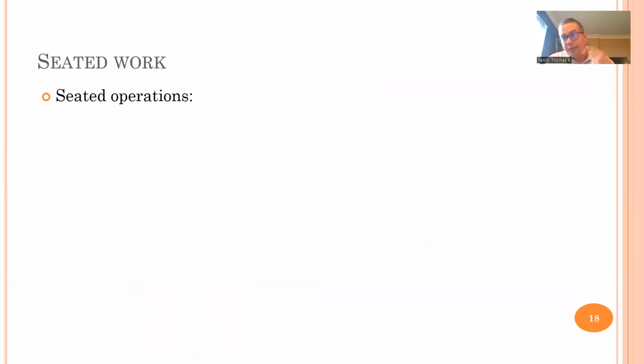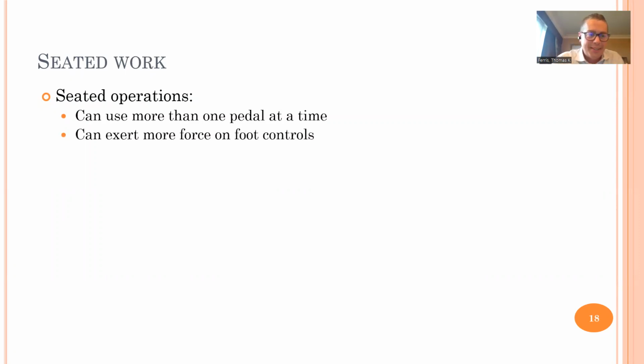Okay, so seated work. If we're not standing, we're probably seated. What's the benefit of this? Think about driving a car. If we are standing and we're driving a car, that takes away two of our control limbs, right? Our legs. Or at least one of them. So if we're seated, we have an additional controlling limb, right? We can exert more force through our feet if we're seated than if we're standing.